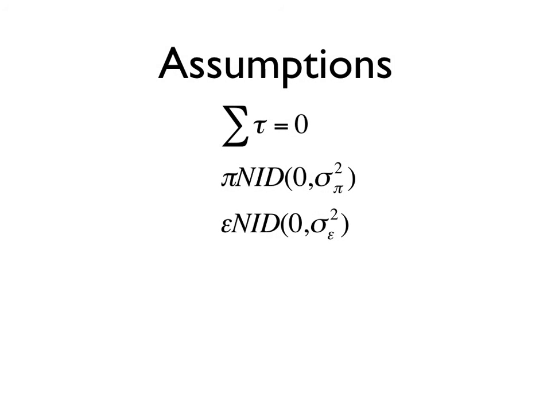So here are the assumptions. The sum of the treatment effects is 0. That shouldn't surprise you. That's always been the case. Errors are normal and independent with a mean of 0 and variance of sigma squared sub epsilon. It's been the case all the way through. And the effects of the blocks are normal and independent with a mean of 0 and a variance of sigma squared sub pi. That just means they're deviations from 0, and they're independent of each other. Those are very standard assumptions that you would have seen before.